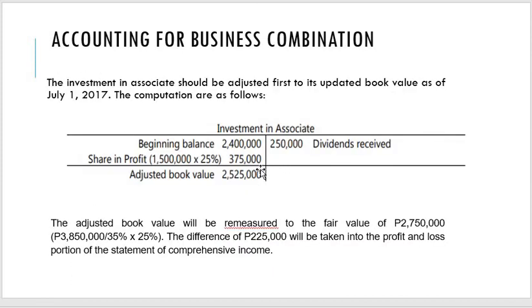So to update the balance of investment in associate, diba, we have beginning balance of 2.4 million, that's the purchase price. Then since may profit na 1.5 million, may share tayo dyan ng 25%, so you have 375,000. Then yung dividends declared or dividends received na 250,000, no, i-deduct natin. So the adjusted book value of our investment in associate is 2,525,000. Okay, so the adjusted book value will be measured to the fair value of 2,750,000. So how do we compute for 2,750,000?